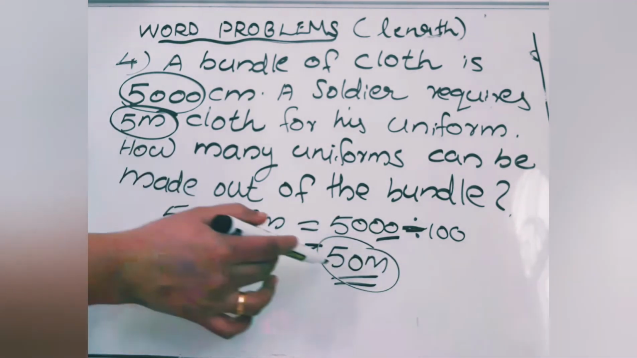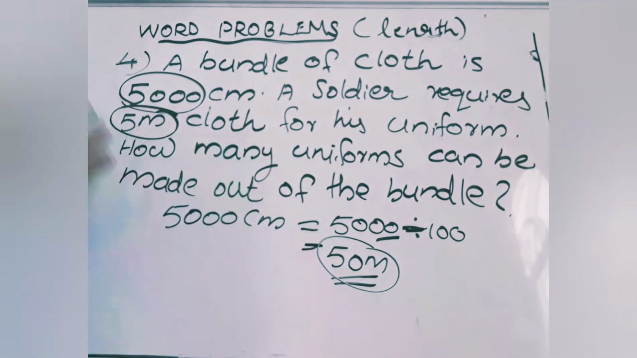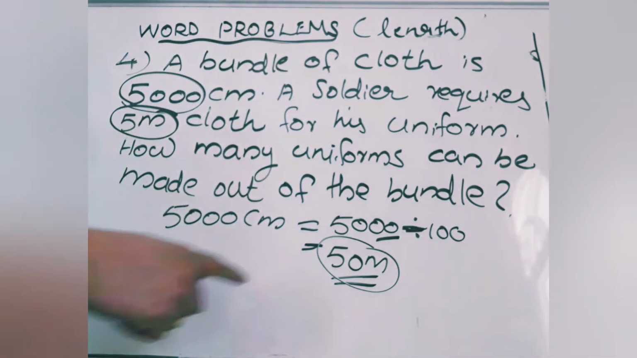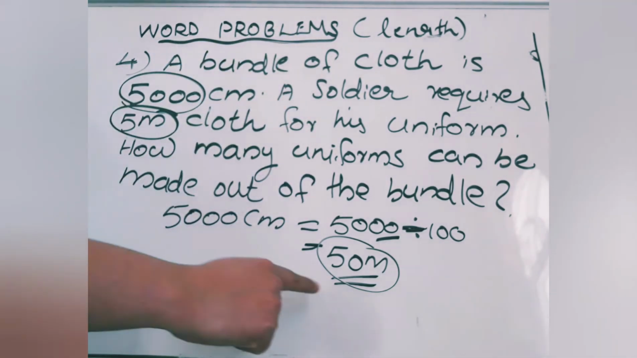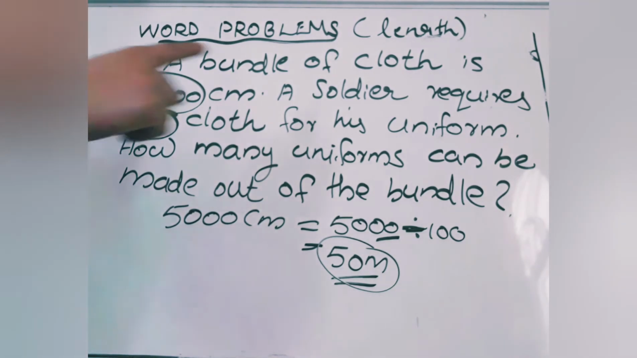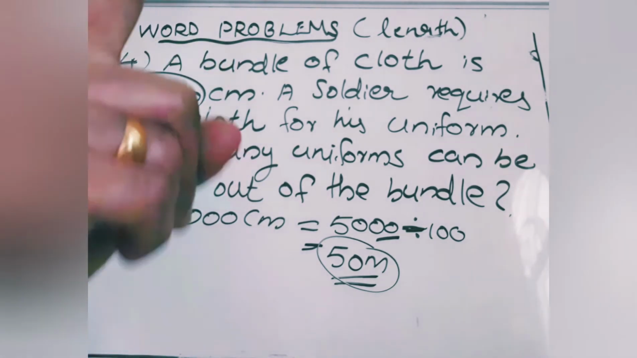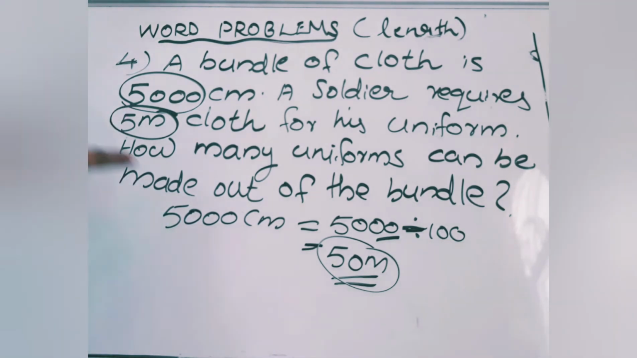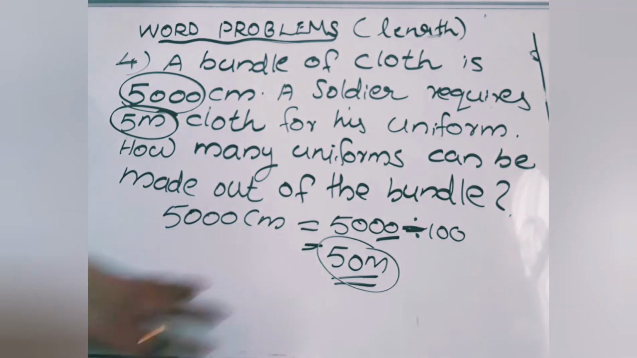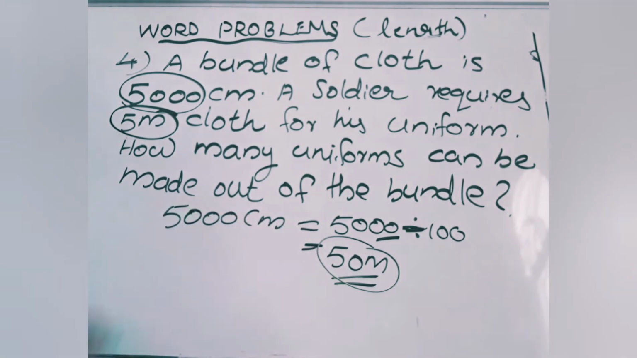Now you have to see only this one, not this one. 50 meter, 5 meter you have to see. Now what is given? You should visualize in your mind. A bundle of cloth means the total length of the cloth is 50 meter. And a soldier needs 5 meter for one uniform. So how many uniforms can be made out of 50 meter cloth? That means 50 meter is the total length, and for one uniform 5 meter is needed. So 50 divided by 5 we have to do.